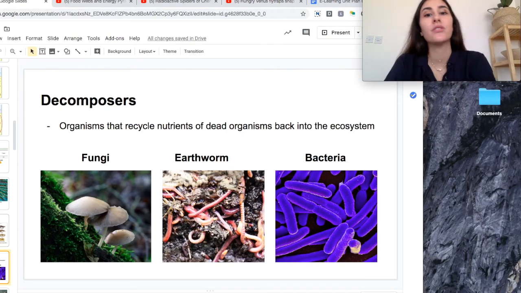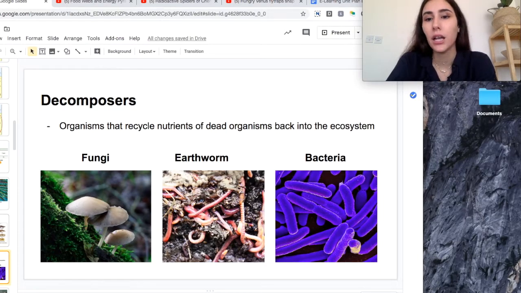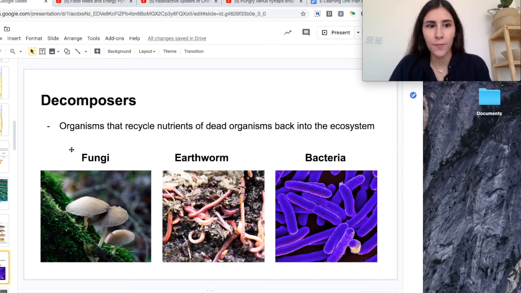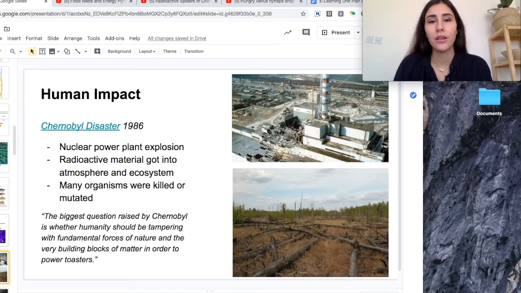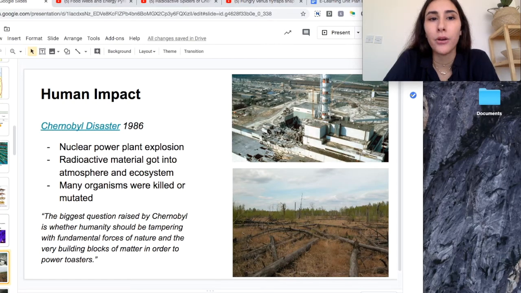Some examples of decomposers include fungi, earthworms, and bacteria. Now, to highlight just how important decomposers are in our ecosystem, let's look at a specific example. I don't know if you guys are familiar with the Chernobyl disaster that happened in Russia in 1986, but basically what happened was a nuclear power plant exploded, which leaked radioactive material into the atmosphere and into the ecosystem surrounding the power plant.